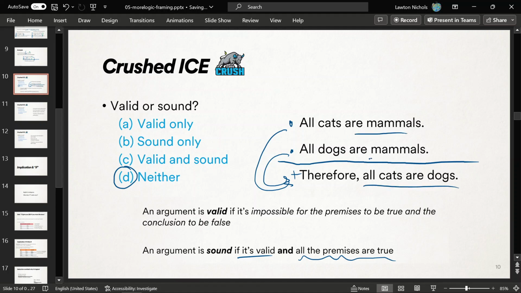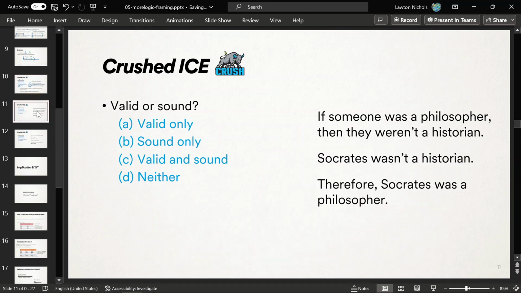Like you're telling me nothing about cats being dogs. You told me about mammals. This last thing doesn't even involve the word mammal. So it's just a weird argument. It's not even valid. Do we see that? And so the second it's not valid, it cannot be sound. So you don't even have to think about that. But if it were somehow a valid argument, it would have been a sound one because these are true statements. Yes? But it wasn't valid to begin with. All right, so X, it was neither. All right? Slightly harder one.